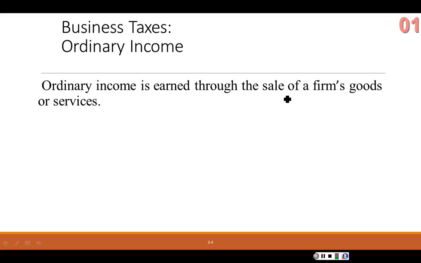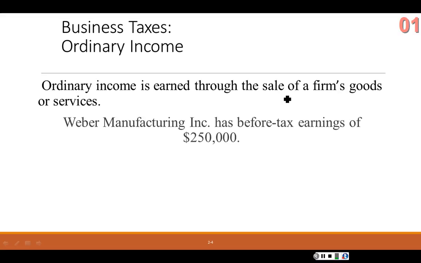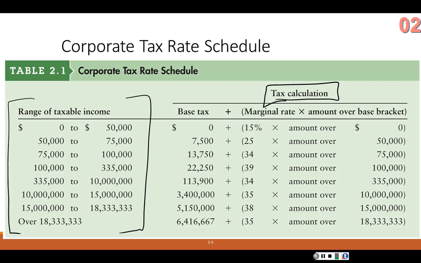So first of all, ordinary income is the income that's earned through the sale of a firm's goods or services. So we have an example. Weber Manufacturing has before-tax earnings of $250,000. So the first step, now that we know how much they're going to be taxed on, so their taxable income in this instance is $250,000. The first step is to determine which equation we're going to use. So $250,000, that's greater than $100,000 and less than $335,000. So we use this corresponding equation. Weber Manufacturing is going to have a base tax of $22,250 plus 39% of any amount over $100,000.